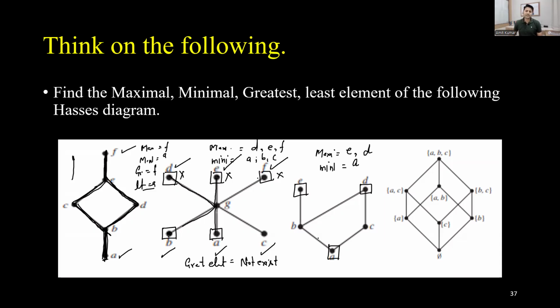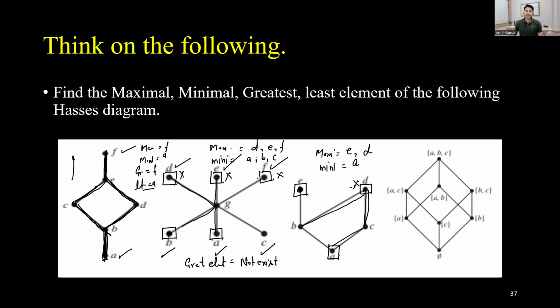The greatest element does not exist because if I am thinking of E, E is not the upper bound of D. If I am thinking of D, D is the upper bound of every element, B, C, A. But D is not the upper bound of E. So it is not a greatest element.